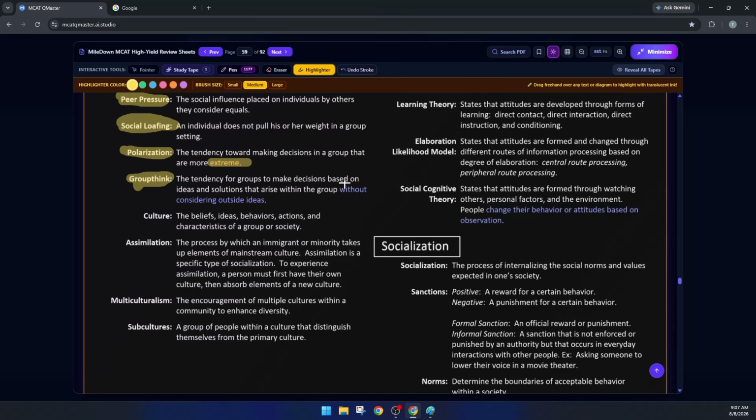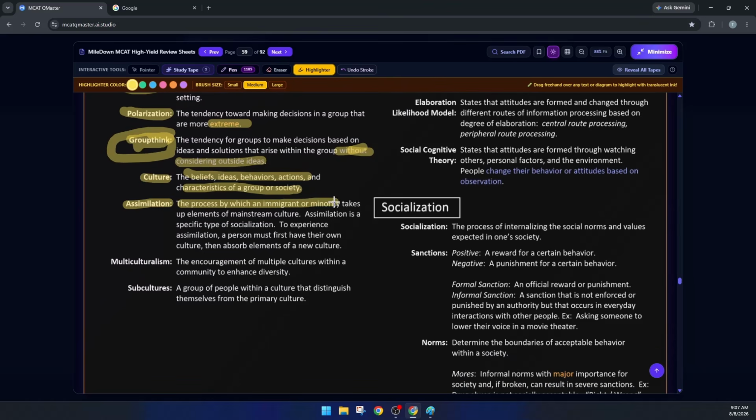Groupthink, the tendency for groups to make decisions based on ideas and solutions that arise within the group without considering outside ideas. And then you have culture. Also, groupthink is a pretty big term to know, so make sure you know this. Culture, the beliefs, ideas, behaviors, and characteristics of a society. Assimilation, the process by which an immigrant or minority takes up elements of mainstream culture.